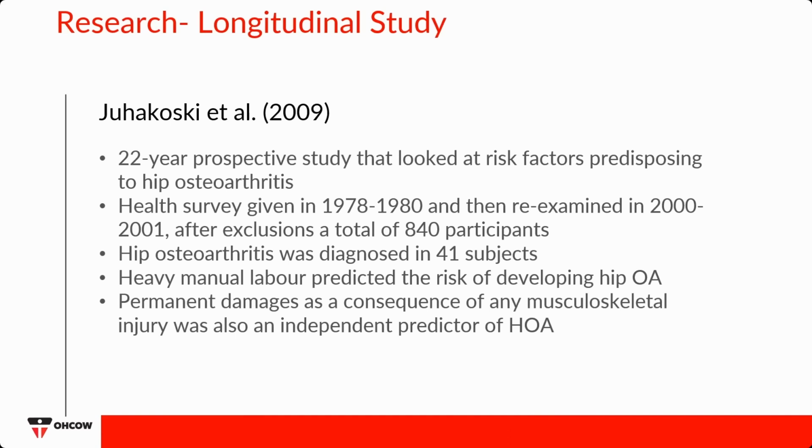In a 22-year prospective longitudinal study that looked at risk factors predisposing for hip osteoarthritis, they gave a health survey in 1978 and 1980, and then re-examined these people after exclusions in 2000 and 2001, and found that hip osteoarthritis was diagnosed in 41 subjects. They found that heavy manual labor predicted the risk of developing hip osteoarthritis, and permanent damage as a consequence of any musculoskeletal injury was also an independent predictor of hip osteoarthritis.